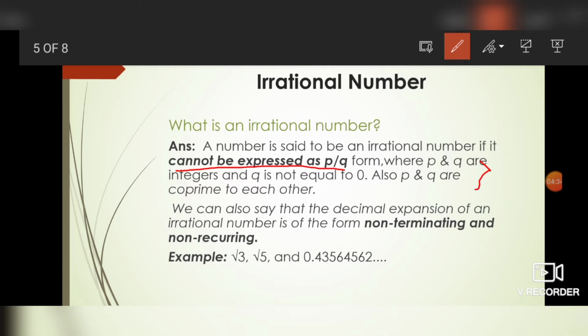Now we have expressed rational number in decimal form. Can we express irrational number in decimal form? Yes, of course, we can express irrational number in decimal form. It should be non-terminating and non-recurring. Non-terminating means the decimal or the division is not ending, and non-recurring means the numbers are not repeating themselves in the same fashion.